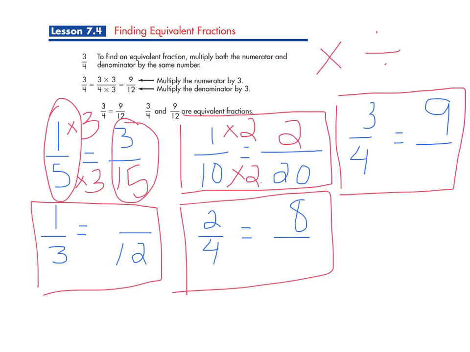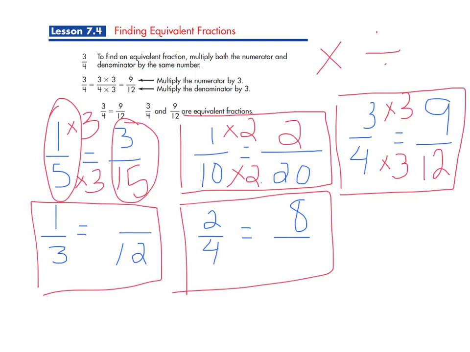3/4 is equal to how many 9 over what? We look, 3 times 3 can be 9. So again, what I do to the top, I also have to do to the bottom. So I'm going to multiply by 3. 4 times 3 is 12. So 9/12 is equivalent to 3/4.